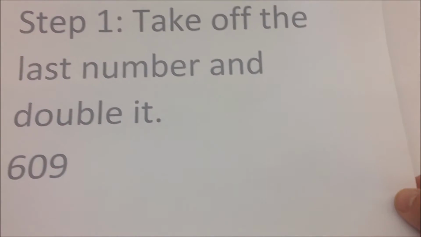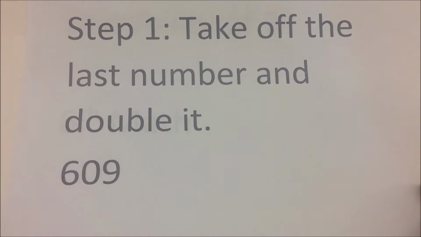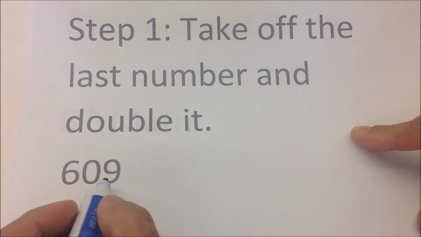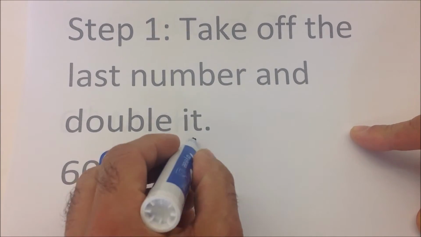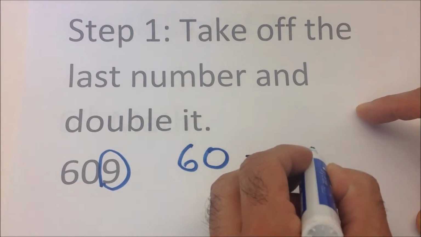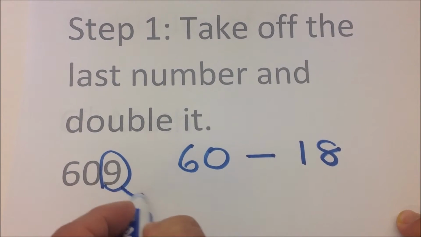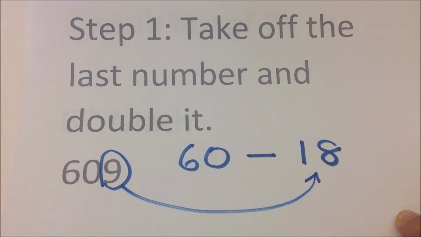So it's 7. The first step is to take off the last number and double it. So here we have 609. So we're going to take off the last number. The last number is 9. So we're left with 60. And we're going to minus it by the last number that we doubled. See how we doubled that?